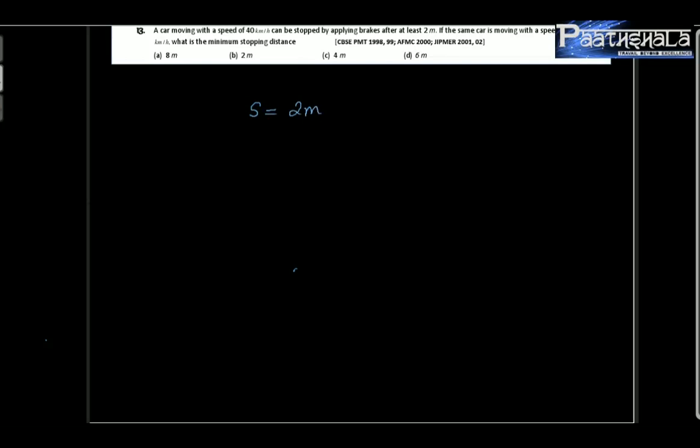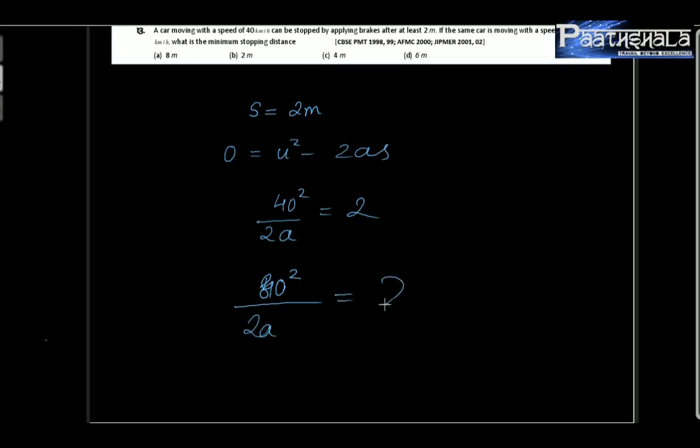Final velocity is 0 in both cases. Initial velocity u, so 0 equals u square minus 2as. Why minus? Because retardation is being applied. Acceleration is negative while stopping the car. So here initially 40 is given, so 40 square upon 2a is equal to 2. Similarly, they have asked if it is 80, then 80 square upon 2a is equal to what?